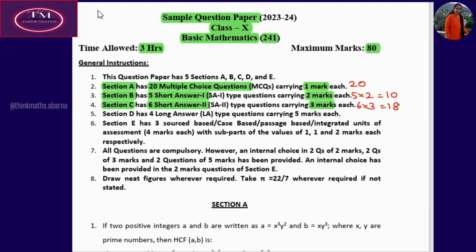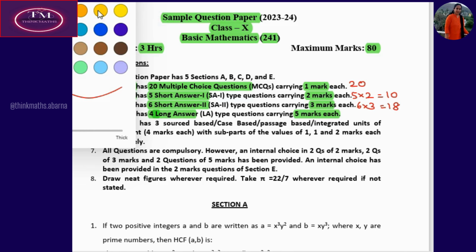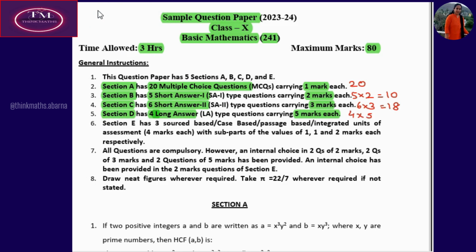In section D, you will have 4 long answer questions. Each question carries 5 marks. So 4 into 5 is 20 marks in this section.